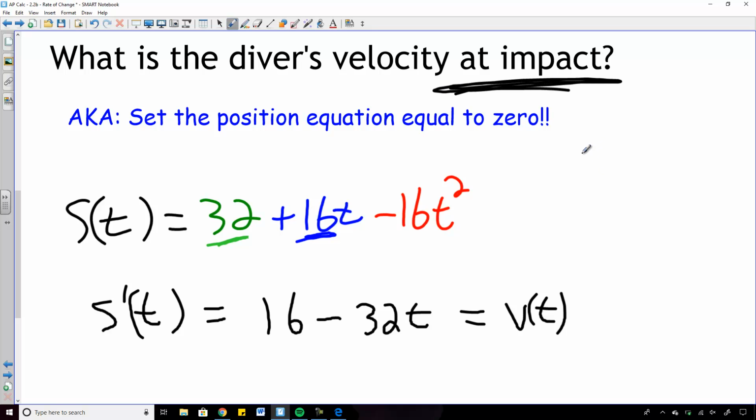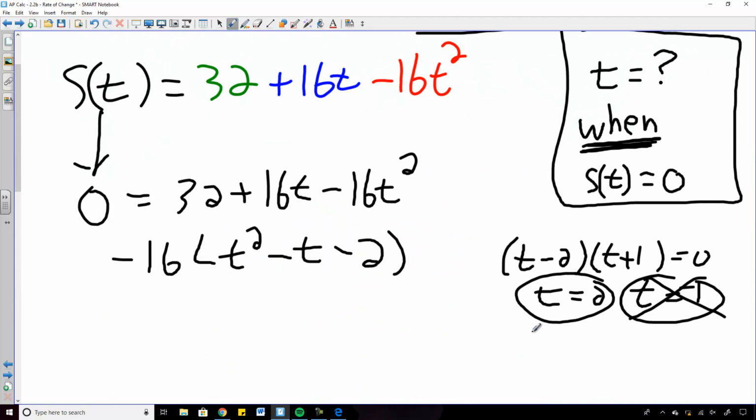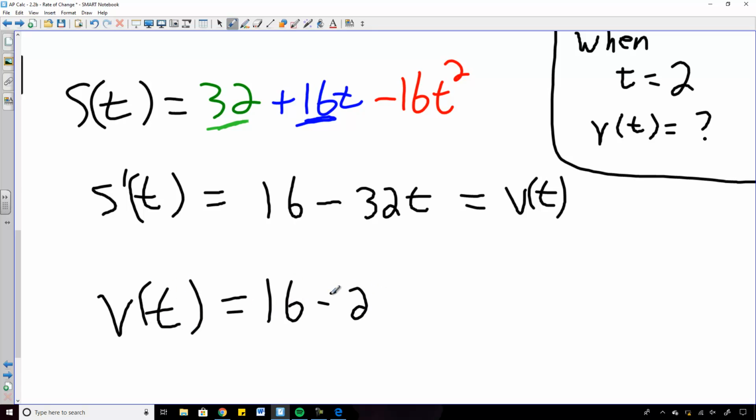So when t equals, v of t equals, I don't know. But when is impact? Well, we know that he hit the water at 2 seconds. So when t equals 2, velocity equals what? I'm going to take v of t, this function, and plug in 2, because I know that this happened after 2 seconds.